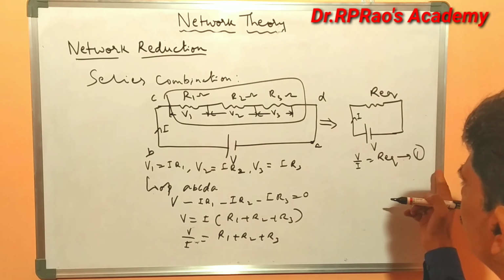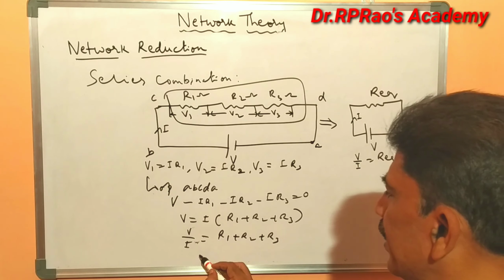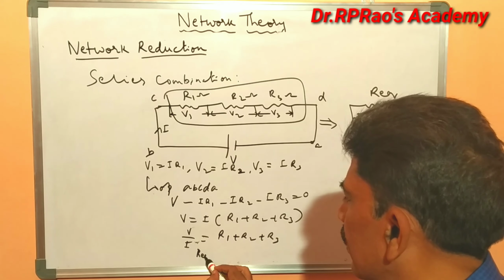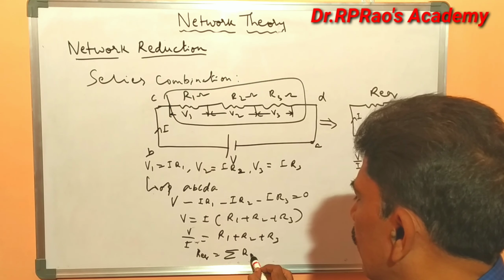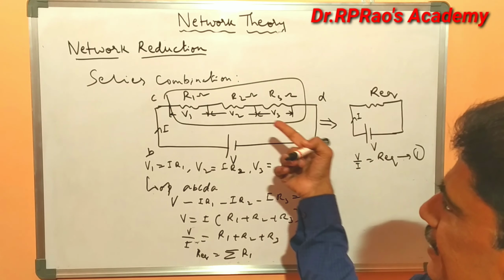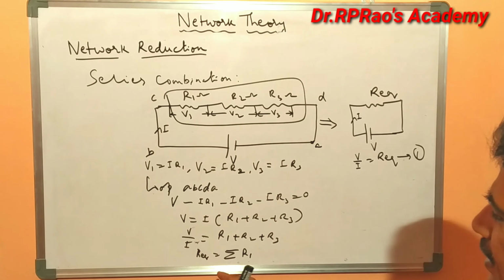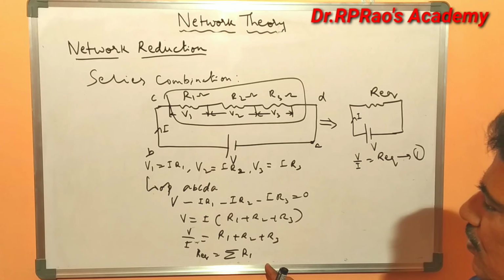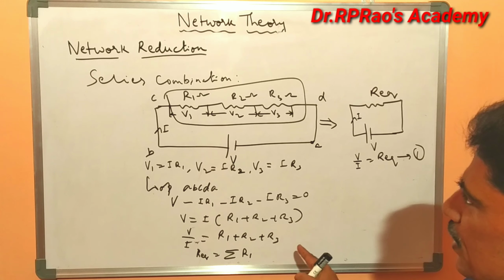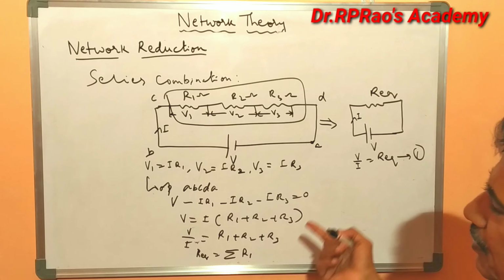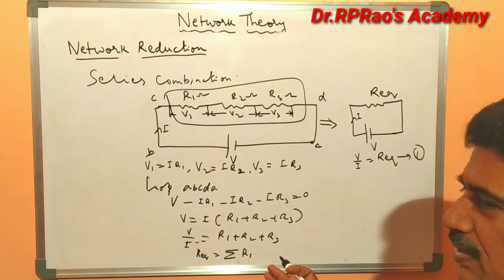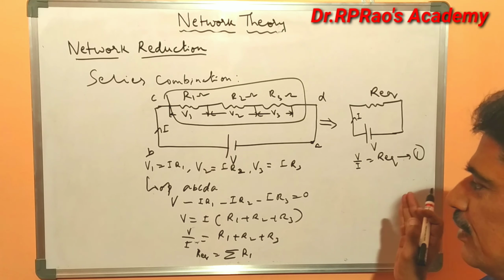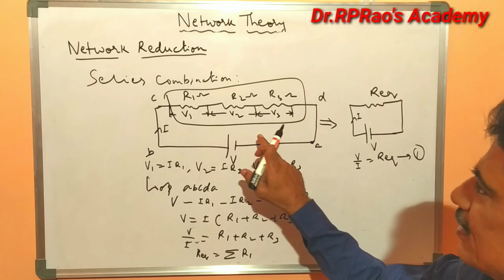What is V by I? From equation 1, V by I is nothing but R equivalent, which is equal to sigma Ri. So if resistors are connected in series, its equivalent resistance R equivalent is equal to sigma Ri, that means R1 plus R2 plus R3. There can be n number of resistances. If there are n, we can write R1 plus R2 plus R3 and so on up to Rn. This is the series combination.